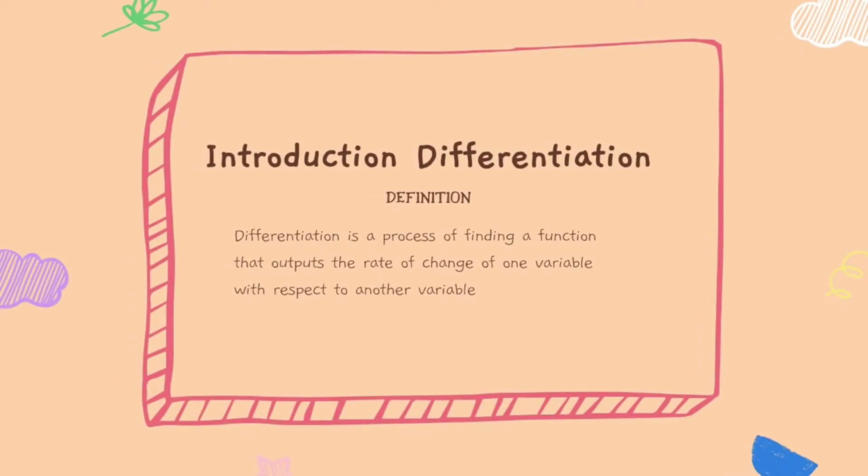I'm going to explain the introduction of differentiation. Differentiation is a process of finding a function that outputs the rate of change of one variable with respect to another variable.